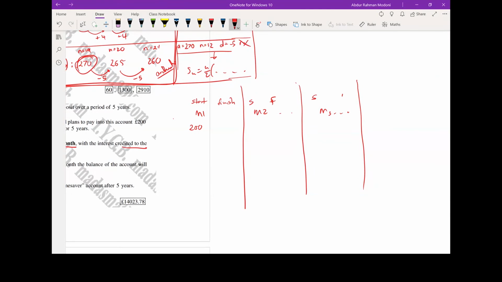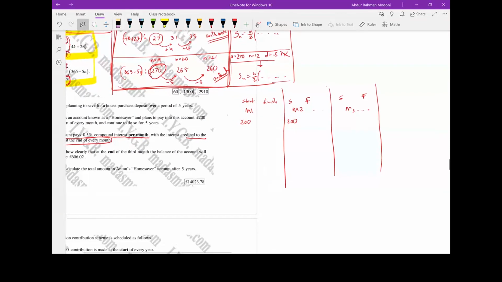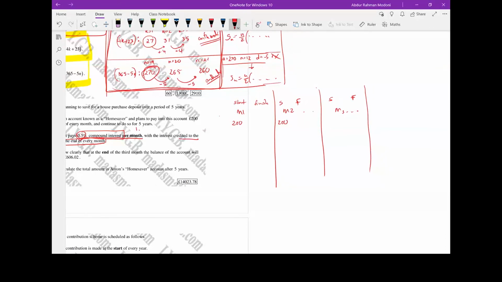So start, finish. What's he doing at the start of every month? He's putting in £200. But he also has what he had from the previous month, right? So let's take a look at how we can lay out this problem. 0.5% compound interest. Whenever we're working with interest, you can turn that into a decimal multiplier. So 0.5% gives 1.005 as the multiplier.